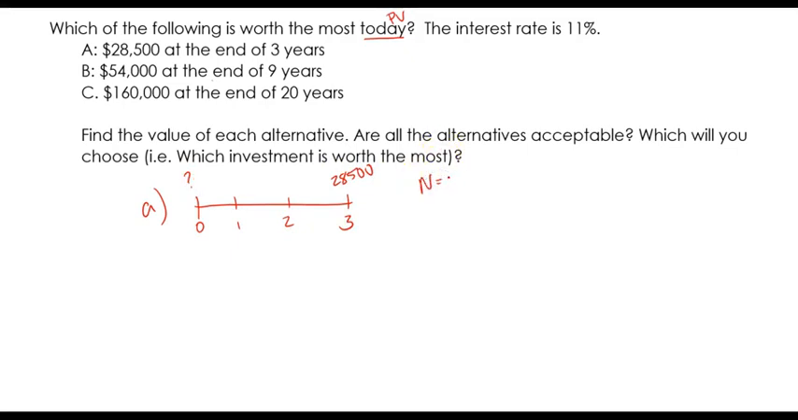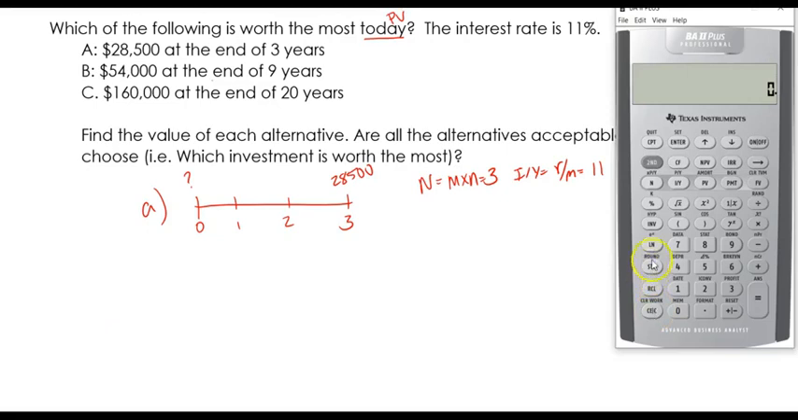So our N is equal to 3. Our discount rate is equal to 11. And these are all compounded annually because there's nothing here to tell you otherwise. Our future value is $28,500. And our payment is 0 because we're not receiving anything other than that $28,500. So we can solve for present value.